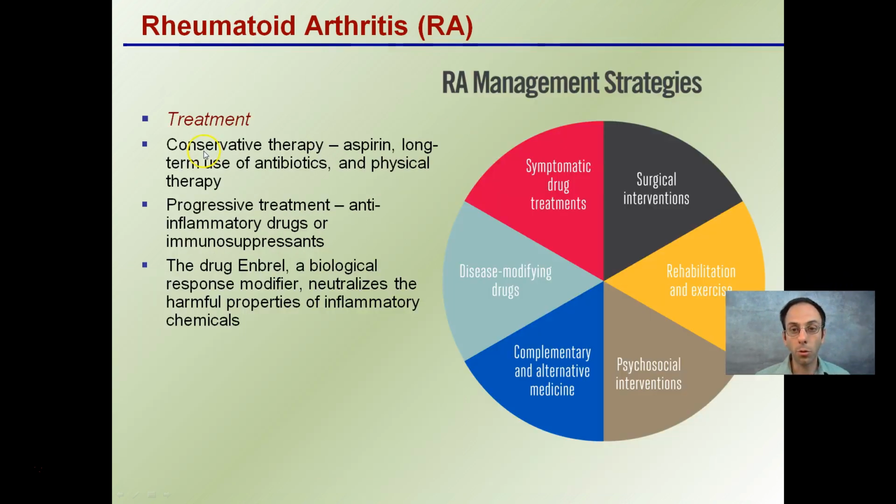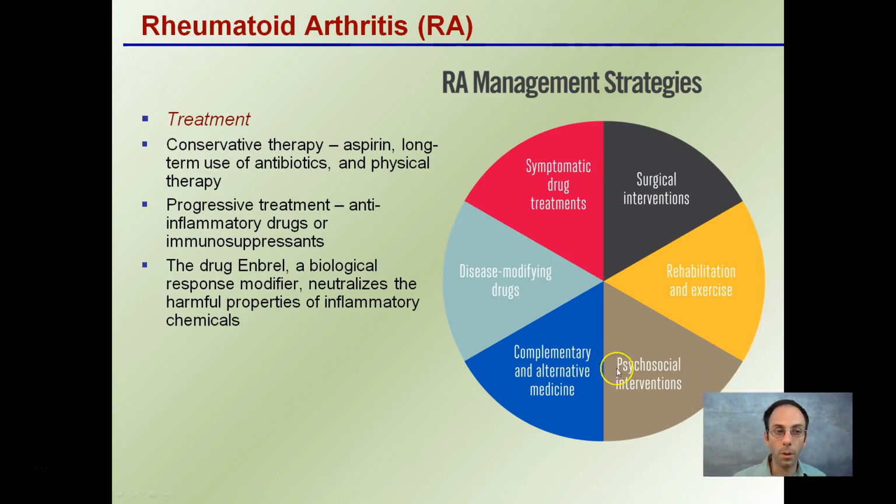Now, rheumatoid arthritis, some treatment. There's many different potential options. There's conservative therapies such as aspirin or long-term antibiotics. There's progressive treatments with anti-inflammatory drugs. And there's some other biological response modifiers that neutralize the harmful properties of those inflammatory chemicals. So because it's autoimmune, different things may work better for different people.